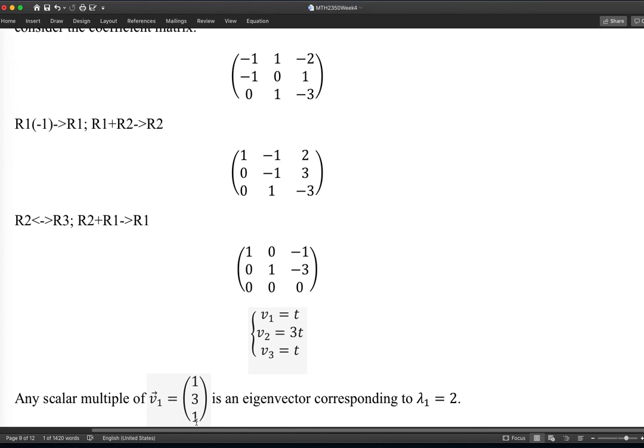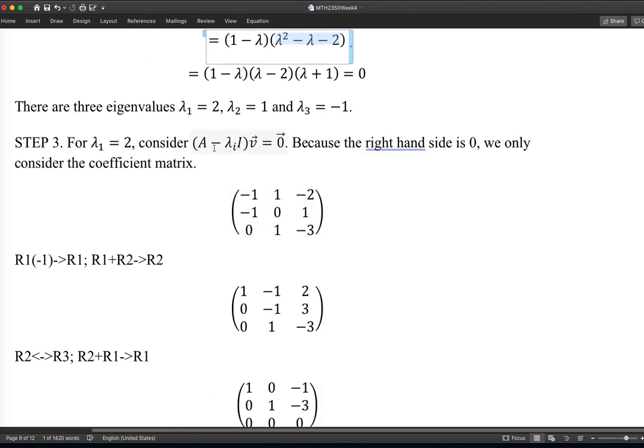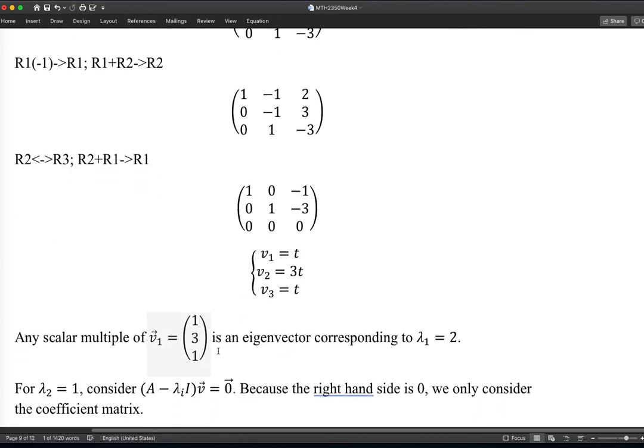1, 3, 1, times a scalar. And any scalar multiple is a solution. And any solution is an eigenvector, right? This is where the eigenvector is defined. So I'm just taking 1 as the scalar. Okay, 1, 3, 1 as an eigenvector, which corresponds to lambda 1 equals 2. And also do note, any scalar multiple, if you take 2, 6, 2, that still works. If you take 3, 9, 3, that still works. But anyway, we only needed to identify one eigenvector here.